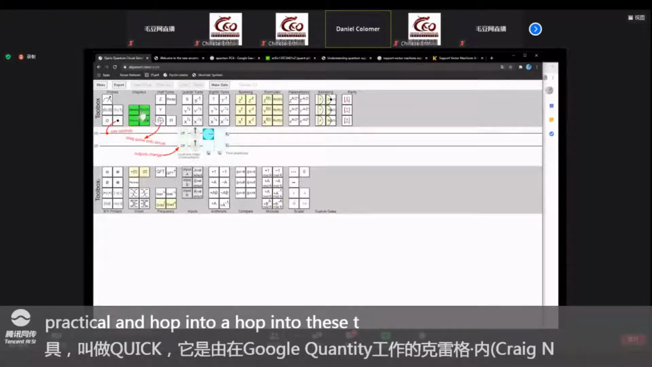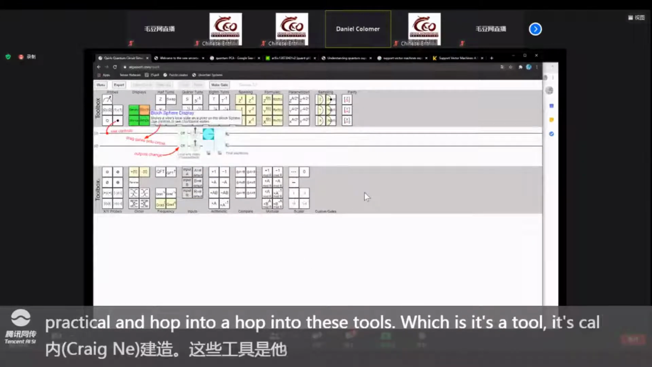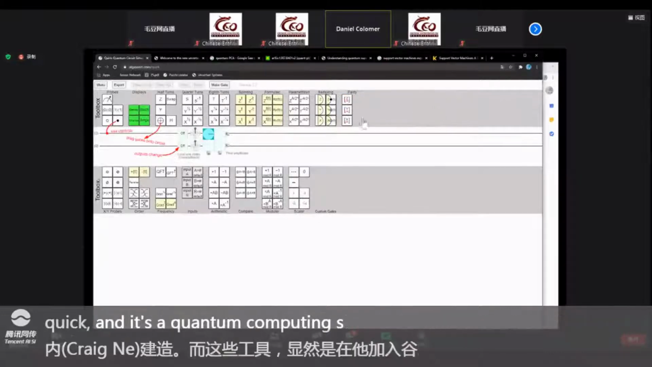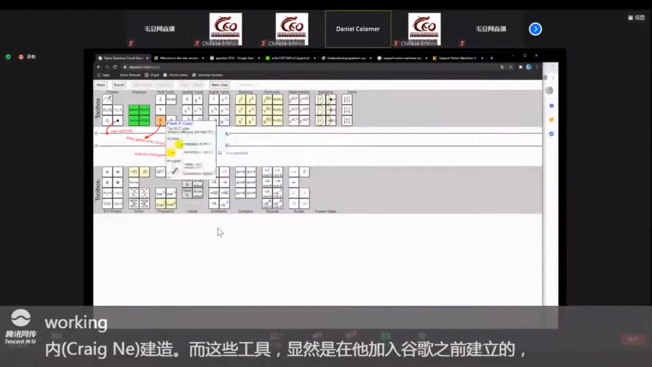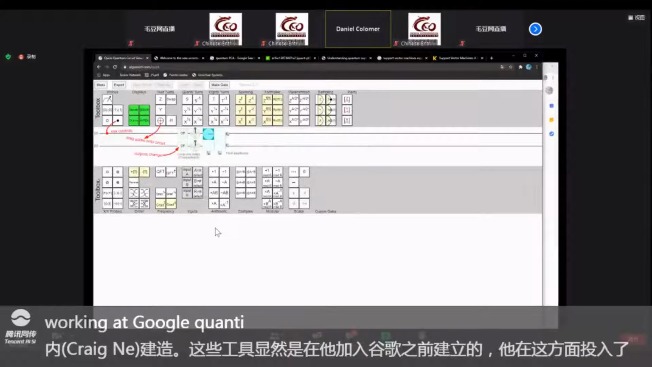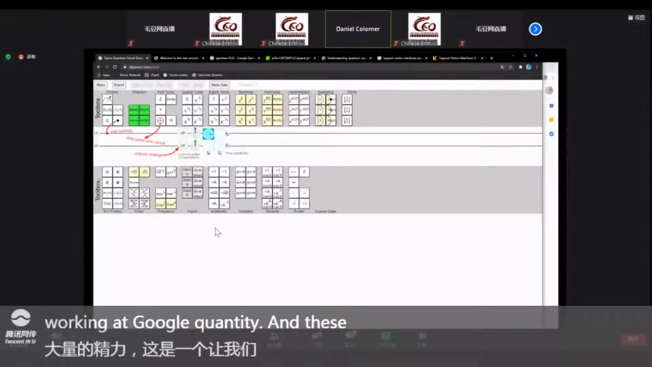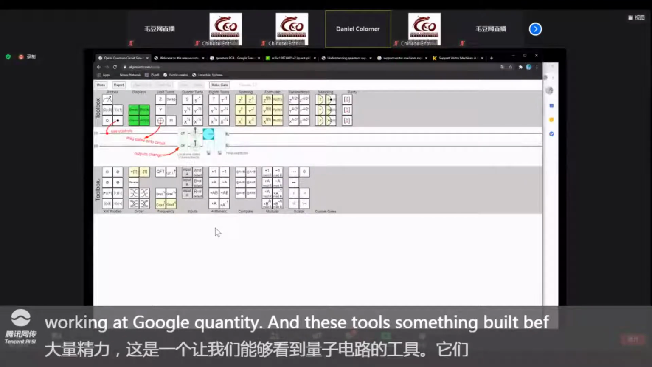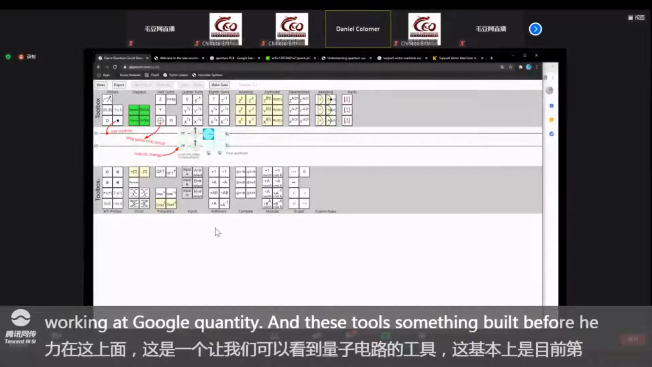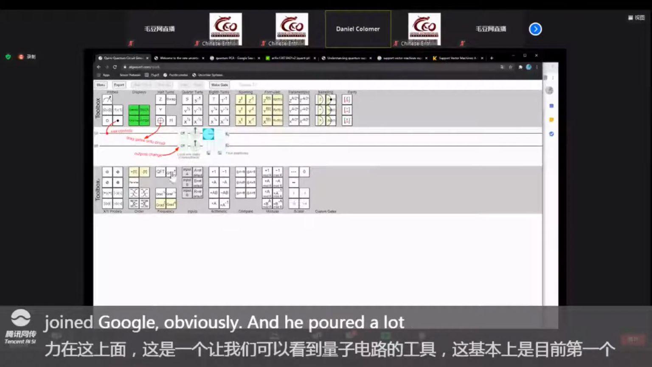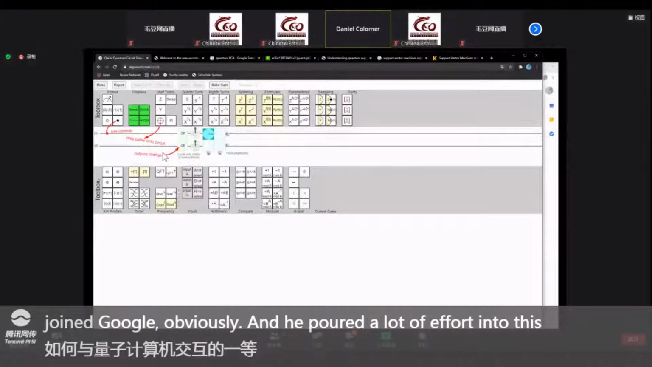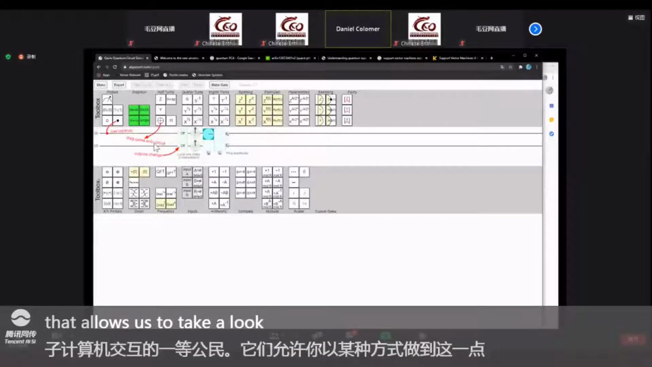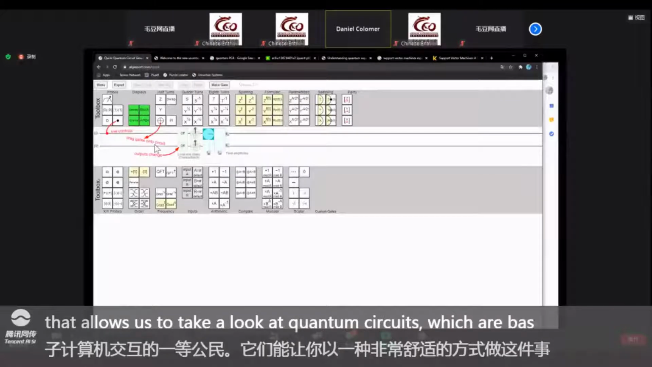He built this tool before he joined Google, obviously, and he poured a lot of effort into it. It allows us to take a look at quantum circuits, which are currently the first-class citizen of how you interact with a quantum computer. They allow you to do this in a really comfortable and quick way, and you can also take a look at how the circuit and the quantum state evolve in there, right?